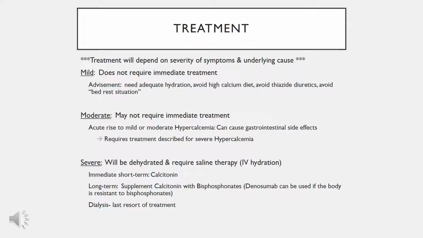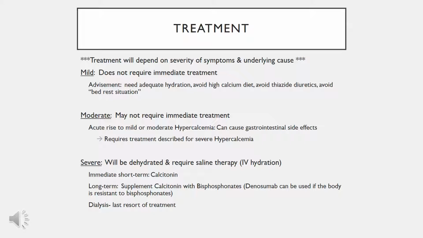So the immediate treatment would be the use of calcitonin, and this helps lower blood calcium levels. A long-term treatment is the use of calcitonin with biphosphonates. Biphosphonates increase the bone density and strength, and then this helps prevent excessive bone reabsorption. Denosumab can be used if the body is resistant to biphosphonates. So it's an alternative. The last resort is to put the person through dialysis.